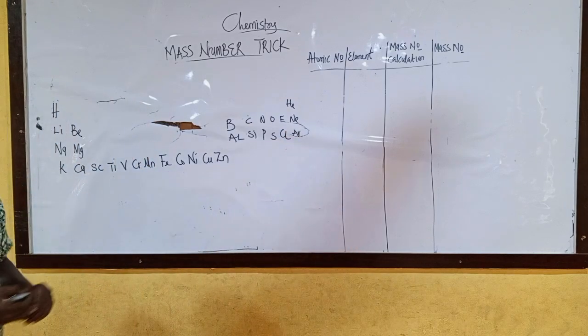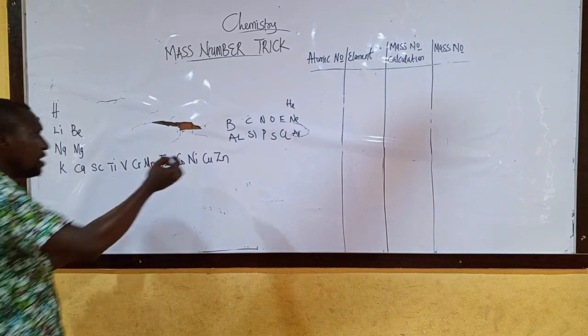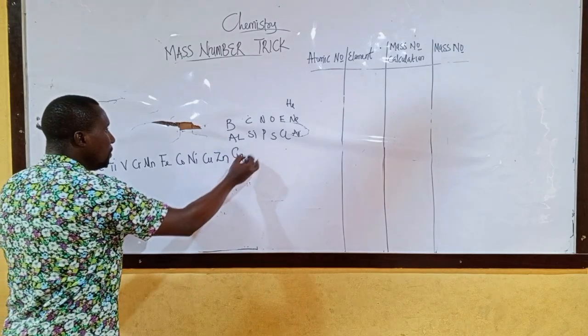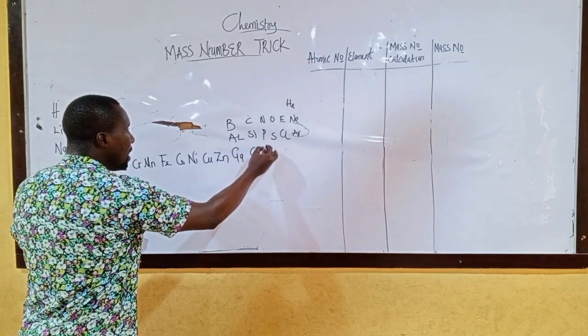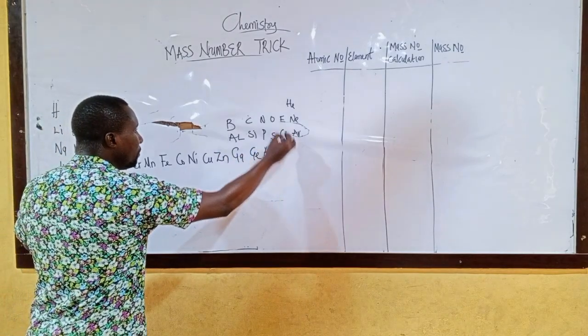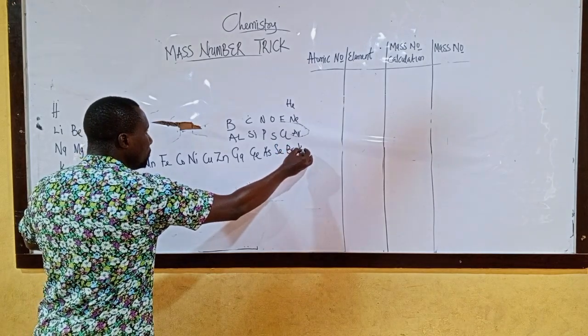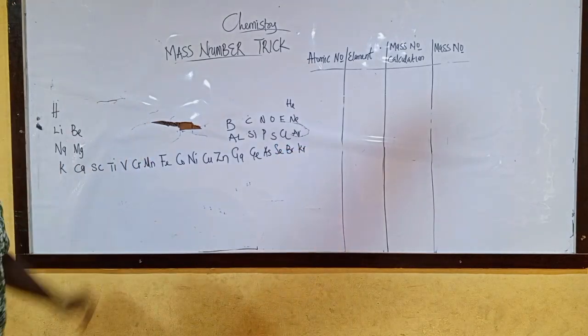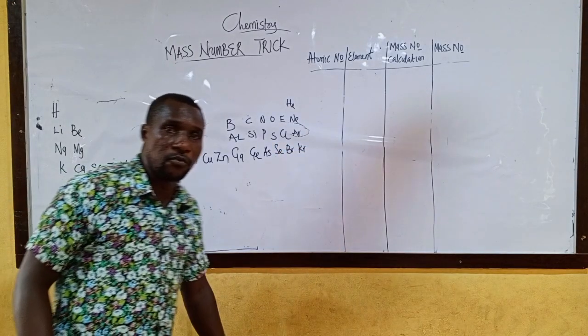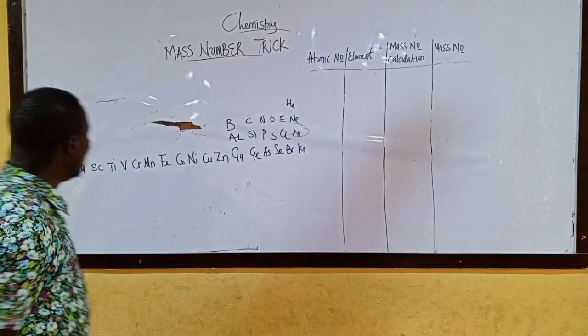This is the periodic table of the first 30 elements. I can even add to this gallium, germanium, arsenic, selenium, bromine, krypton. But I will only give you the trick for the first 30 elements.